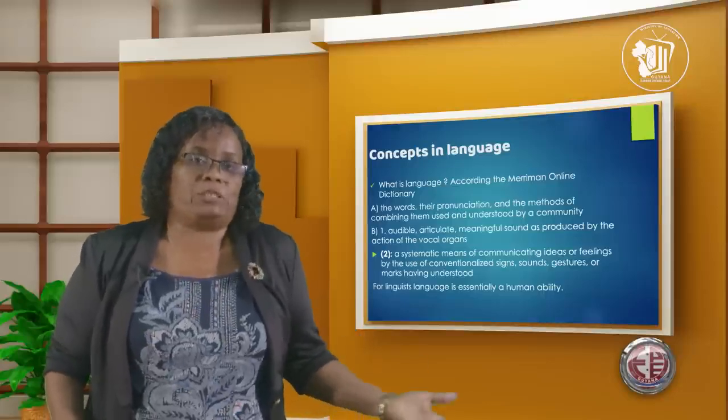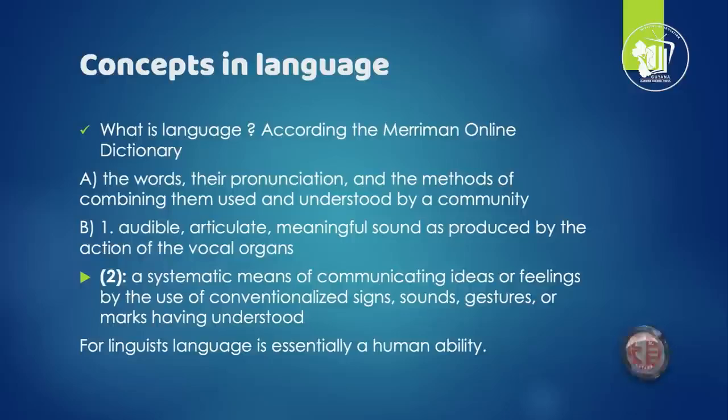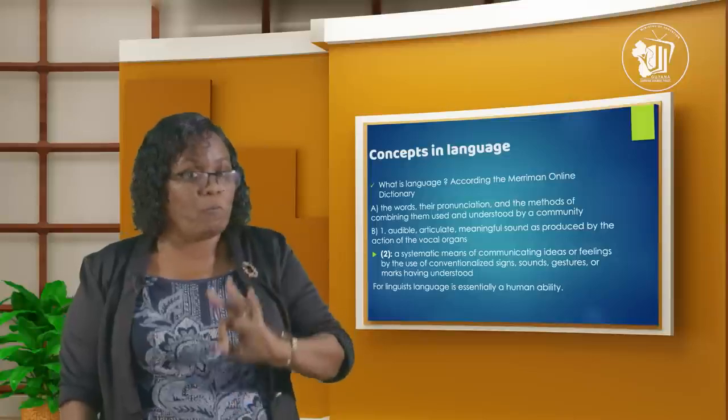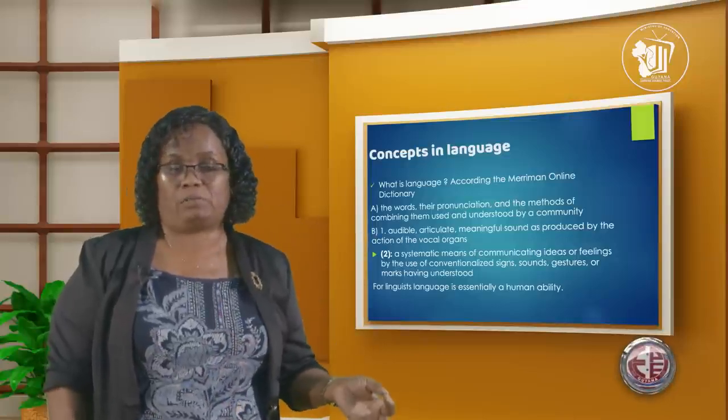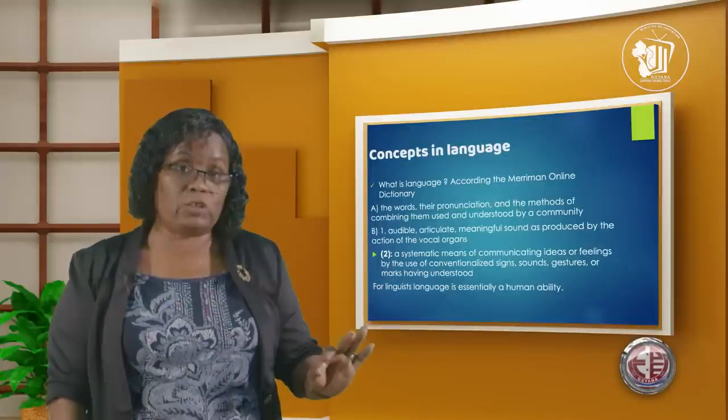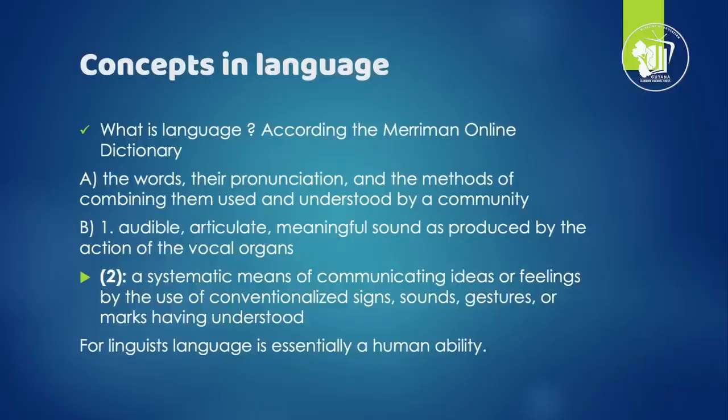So we have concepts in language. Concepts meaning, what does language mean? Now, we have various definitions all over. But when we look at what Merriam Online Dictionary says, we find that it mentions words, it mentions pronunciation, and it mentions combining words and pronunciation, understood by a community. You heard that? Combining words and pronunciation. It also says it's audible, articulate, and meaningful sound produced by action of the vocal organs. It means that it has to be vocal, you have to hear it.